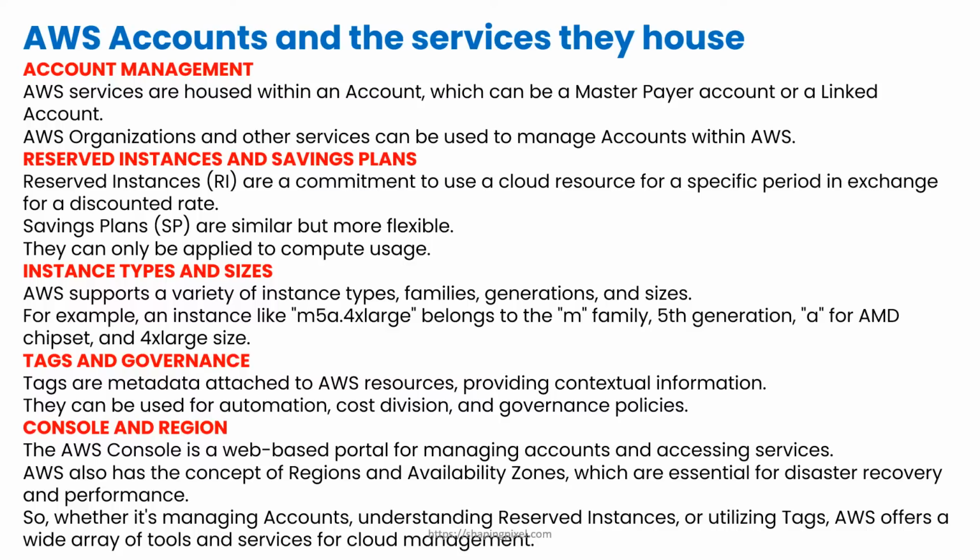Tags and governance. Tags are metadata attached to AWS resources, providing contextual information. They can be used for automation, cost division, and governance policies. Console and region. The AWS console is a web-based portal for managing accounts and accessing services. AWS also has the concept of regions and availability zones, which are essential for disaster recovery and performance. So whether it's managing accounts, understanding reserved instances, or utilizing tags, AWS offers a wide array of tools and services for cloud management.